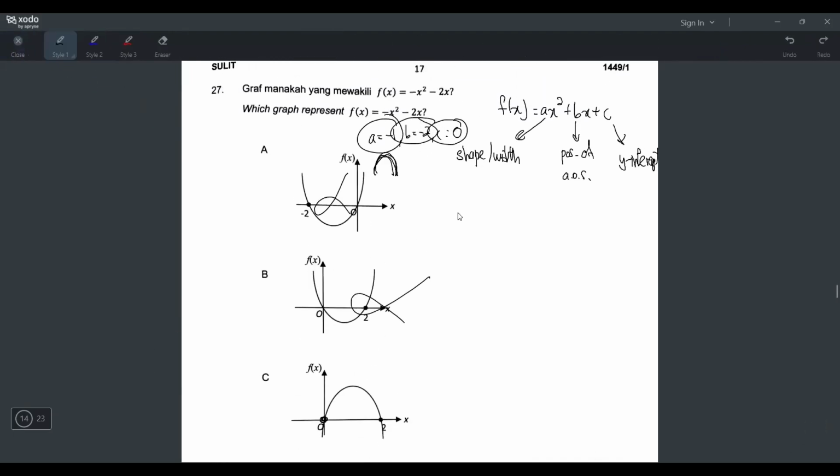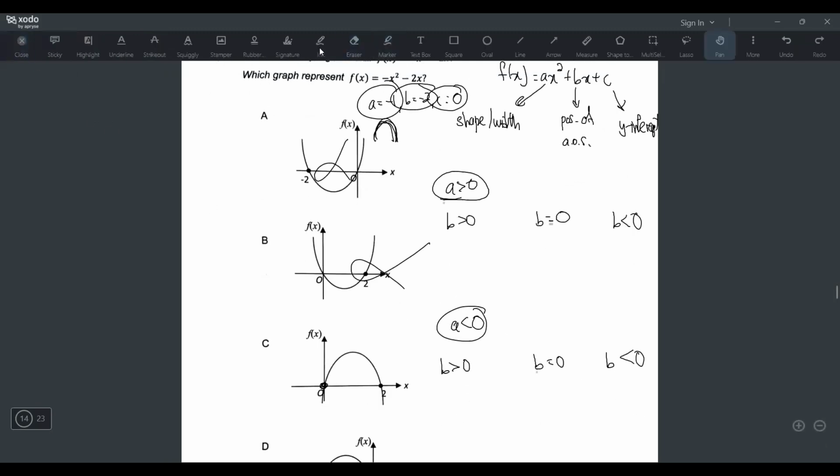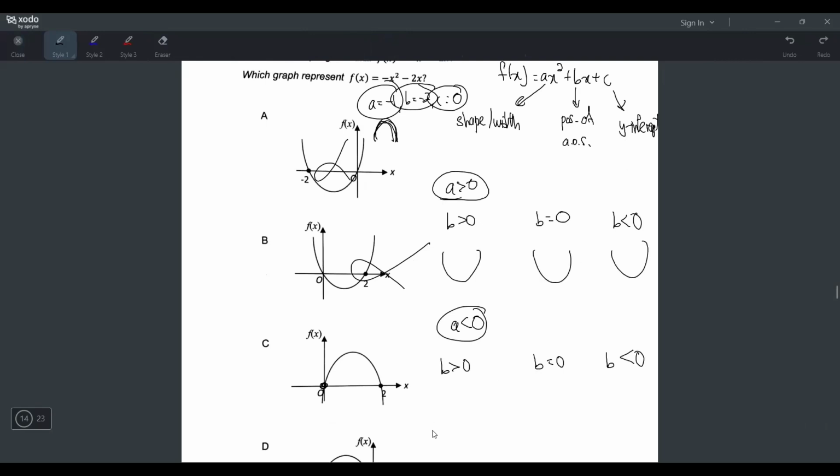And for the b, you can memorize. So the b is like this. If your a is positive, b bigger than 0, b equals 0, b smaller than 0. And if your a is negative, it can be b positive, b 0, b smaller than 0. So this one, I'll teach you how to memorize the position of the axis of symmetry. Okay, so if a is positive, it should look like this. There are 6 cases that you have to memorize, right? And if you can remember these 6 cases, you can do this type of question so easily, okay?